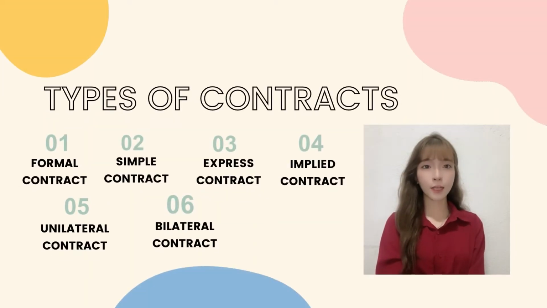There are 6 types of contract law: formal contract, simple contract, express contract, implied contract, unilateral contract, and lastly bilateral contract. A formal contract is a type of contract that is signed, sealed, and delivered. A simple contract can be an oral contract, a written contract, or partly oral and partly written. An express contract is a contract that is set out in words, either in oral or written form. An express contract clearly states any necessary terms and conditions agreed by both parties.